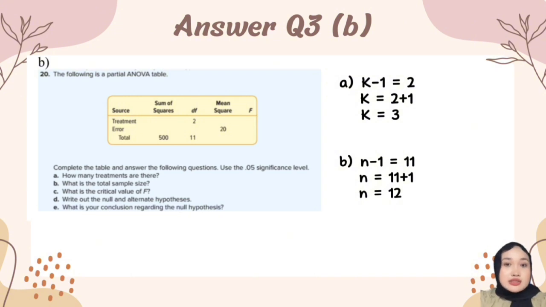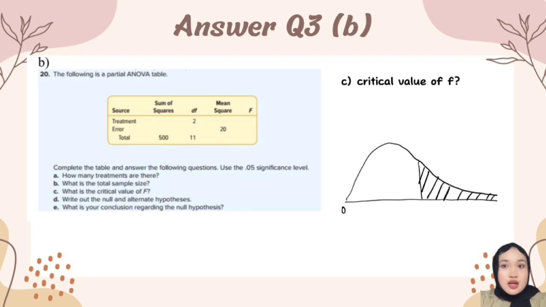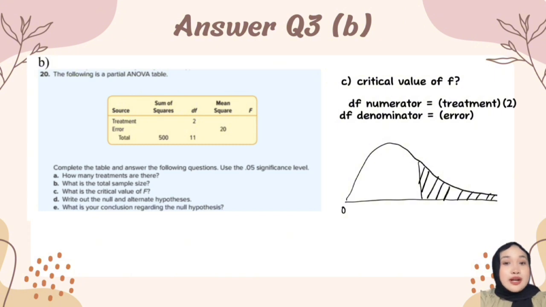12 is the total sample size. For question C, what is the critical value of F? To find the critical value, we need to find the degree of freedom for numerator and denominator. For the numerator, indicate the degree of freedom for treatment, and for the denominator, indicate the degree of freedom for error. For degree of freedom of error, from the table, just minus the total degree of freedom with the degree of freedom treatment, which is 11 minus 2 equal to 9.